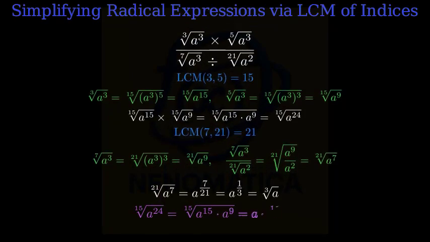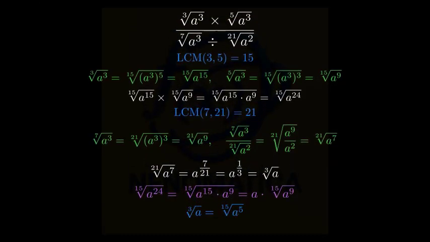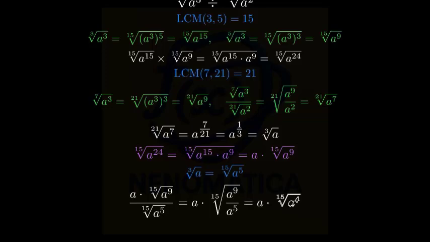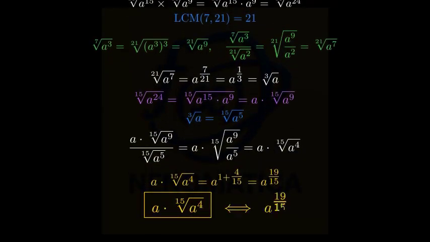Next, from the numerator, the 15th root of a to the 15 is exactly a, assuming a is non-negative. Finally, we need a common index to divide radicals. We'll rewrite the cube root of a as the 15th root of a to the 5. Now divide inside one 15th root to finish. So the simplified result for problem A is a times the 15th root of a to the 4. Equivalently, a to the 19/15.